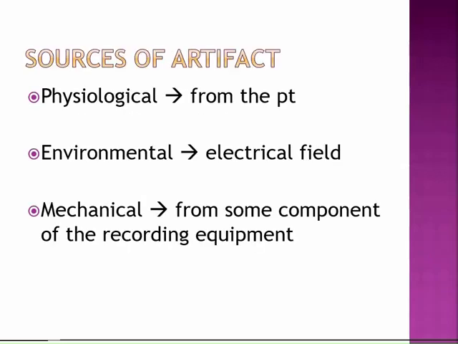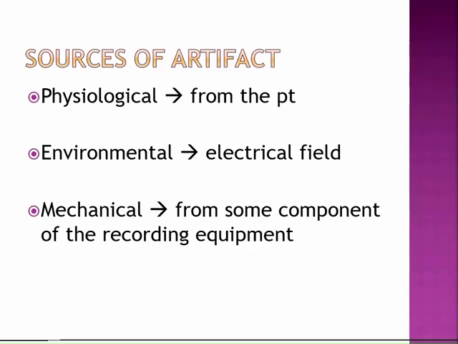So there's three main sources of artifact that we can see. Physiological, meaning it's coming from the patient. That could be anything from them moving, them sweating, you're seeing their pulse beat in areas other than the EKG, chewing, anything like that.